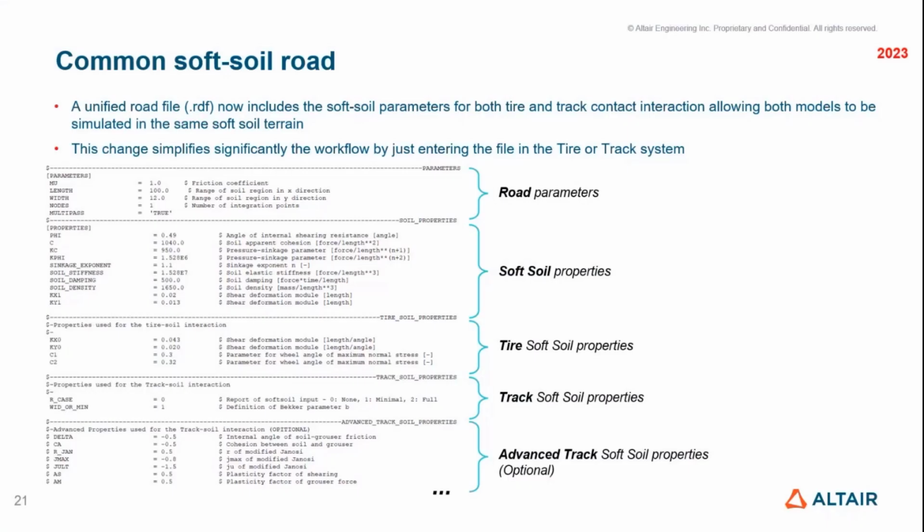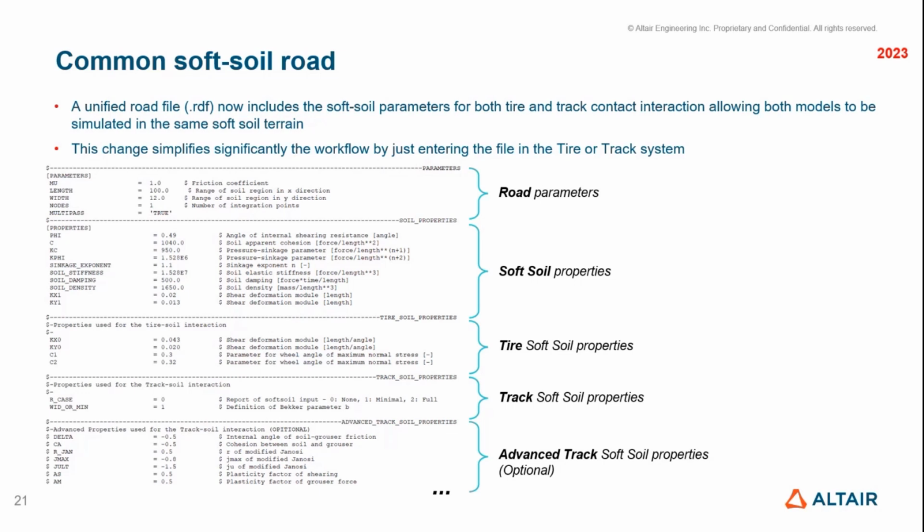As I mentioned before, we had this Altair soft soil solution for the tire application, and in this 2023 version, we combine it with the track application. Now we have a unified road file, a unified soft soil model that consists of this very simple RDF database file, that contains basically the road parameters, which are the dimensions of the road, length, and width.